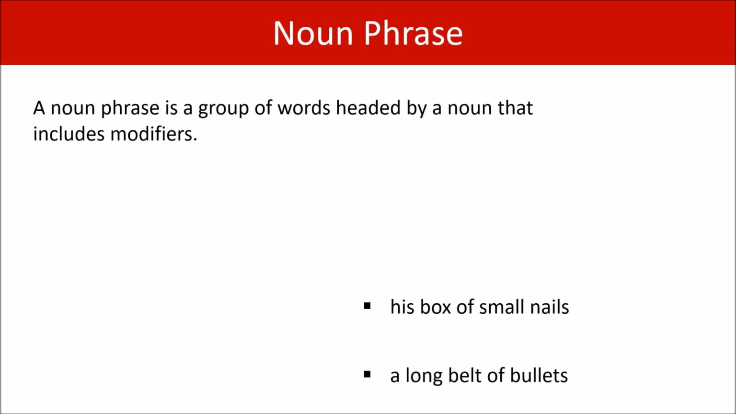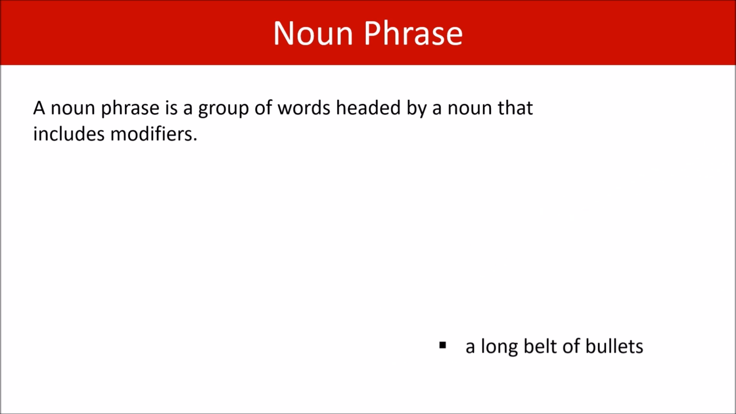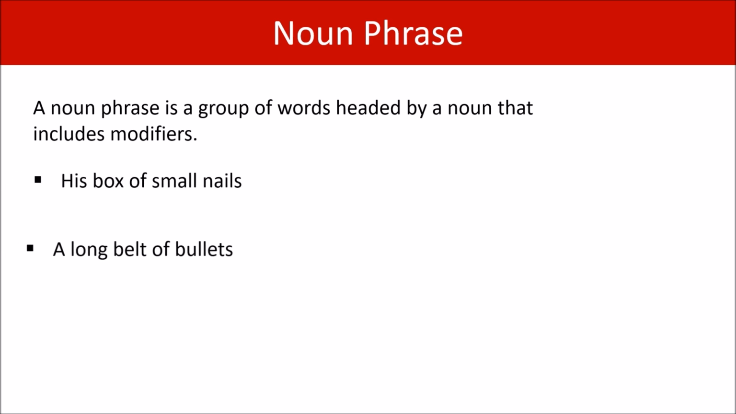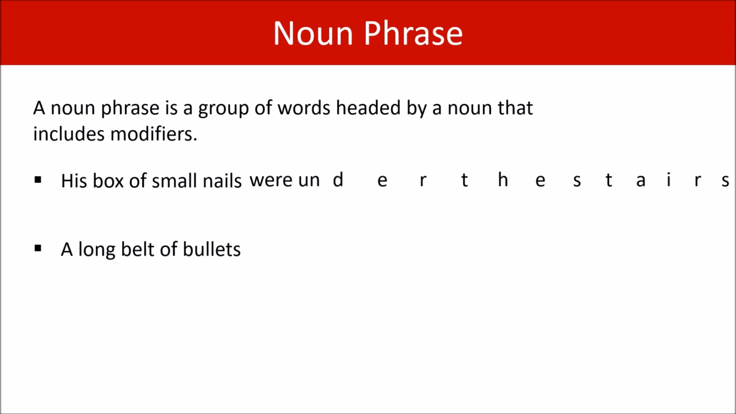Let's get rid of a little bit more, leaving us with just these two noun phrases. And let's put these in a more useful place on the slide. Okay, let's make a sentence out of this. His box of small nails were under the stairs. This is wrong. This is wrong because the head noun is box. Therefore, we can't say were, we have to say was.